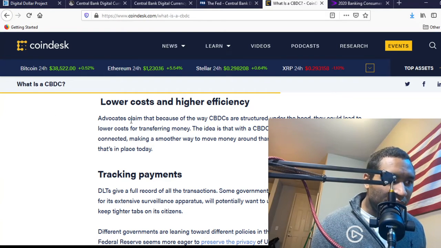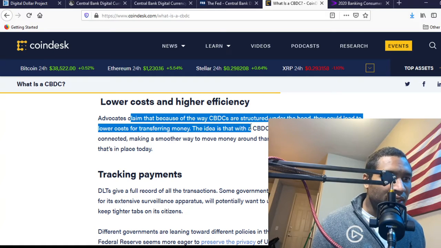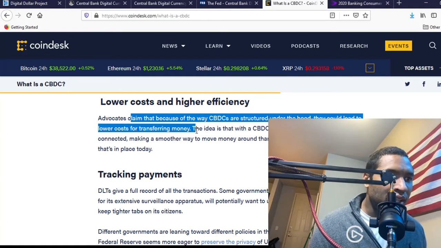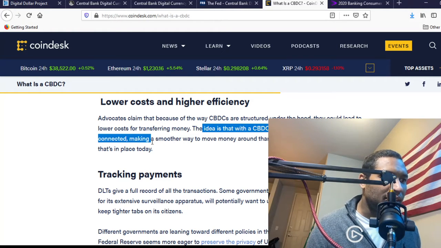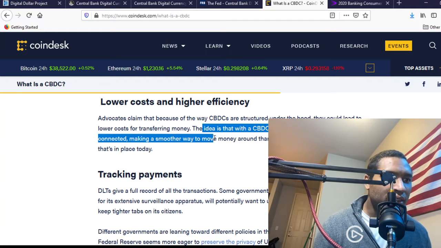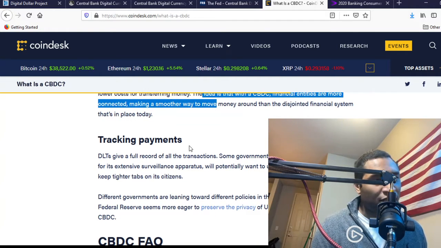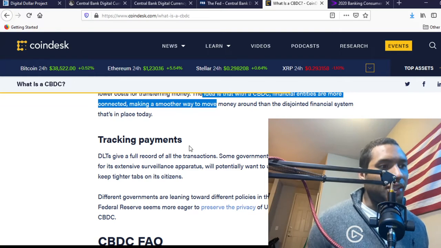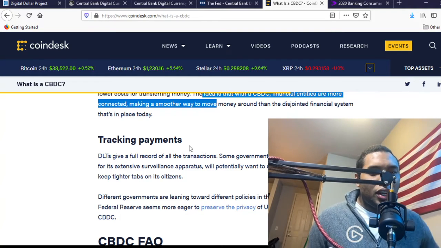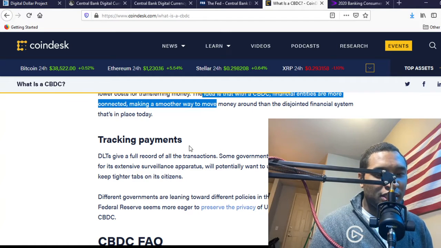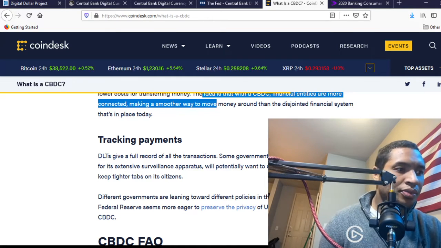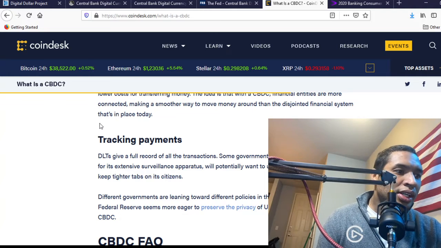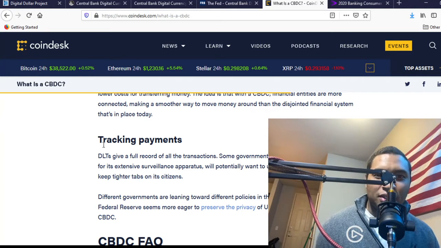So advocates claim that because of the way CBDCs are structured under the hood, they could lead to lower costs for transferring money. The idea is that with a CBDC, financial entities are more connected, making a smoother way to move money around than the disjointed financial system that's in place today. So basically what I said. There's a lot of friction. We need to ease up that friction and make it faster and cheaper. That way money will be more fluid or liquid.